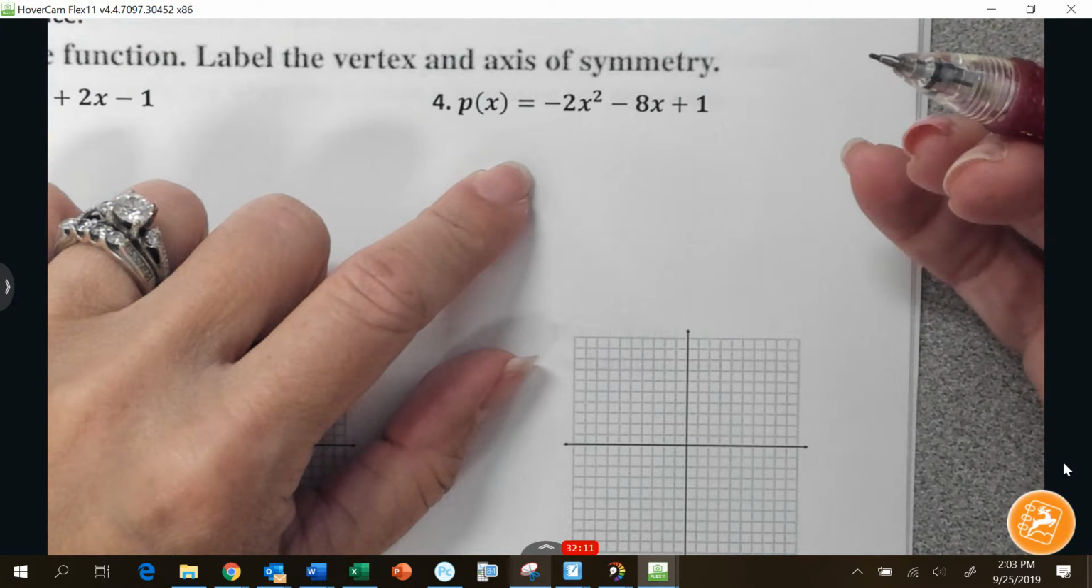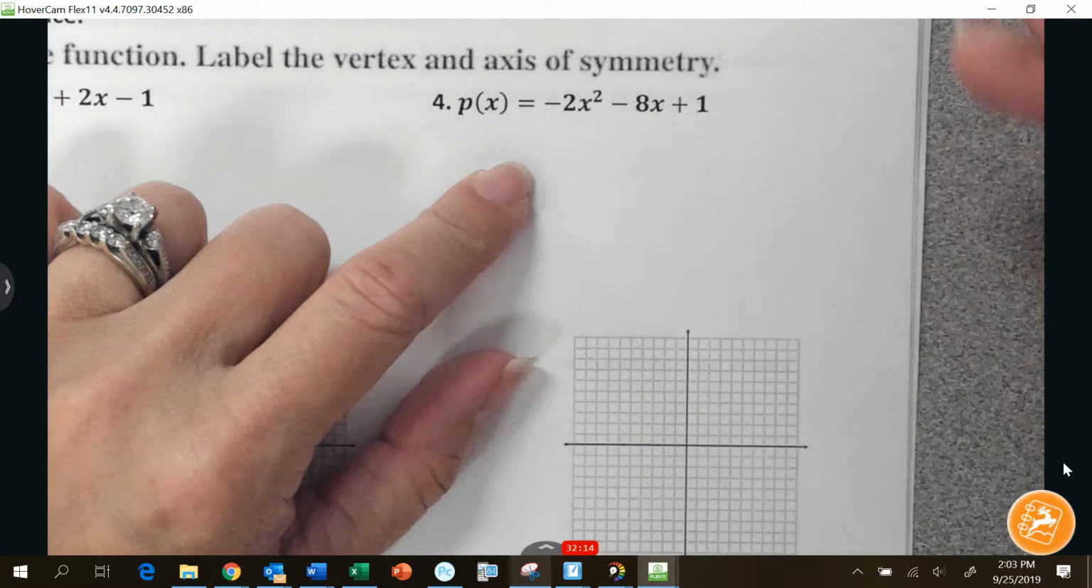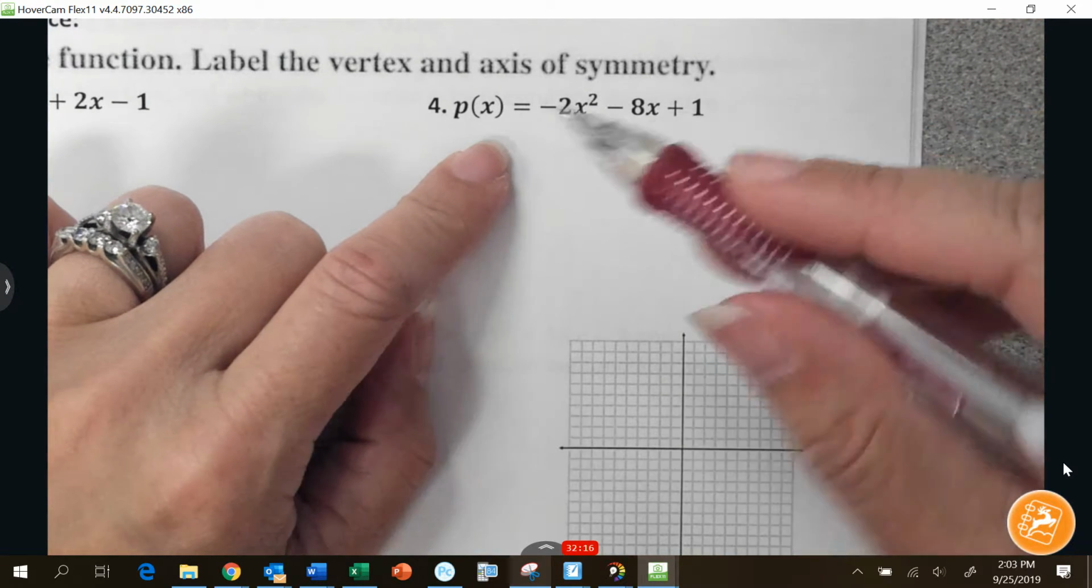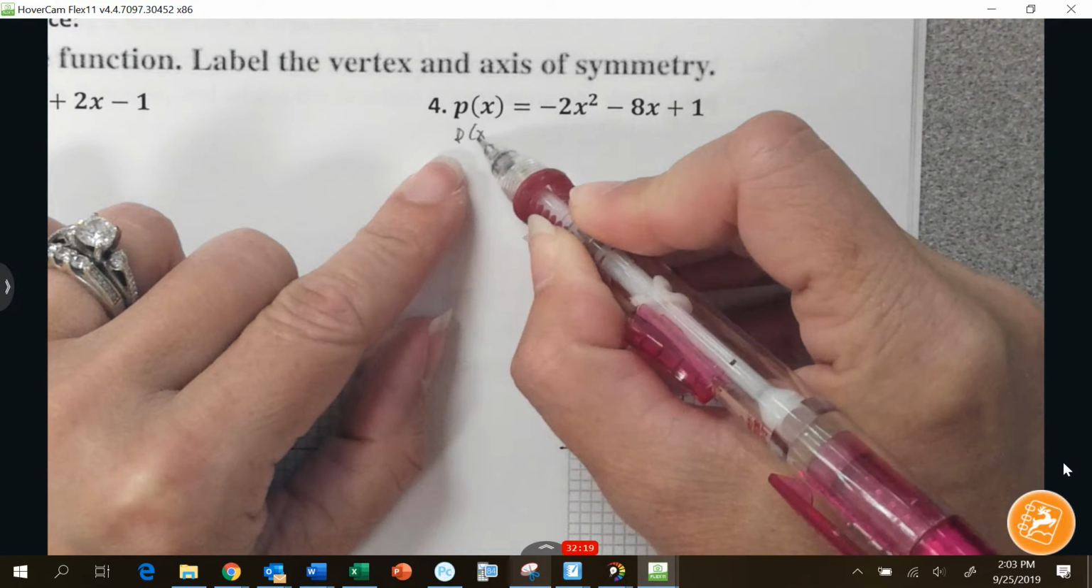So this is the exact same thing again. Just more practice, exact same thing again. We look at this and we see this is standard form. P of x.